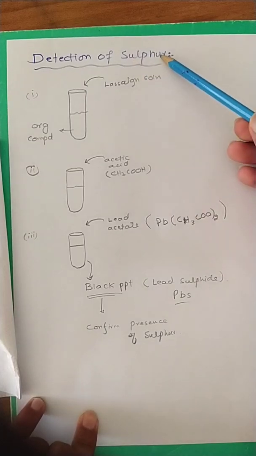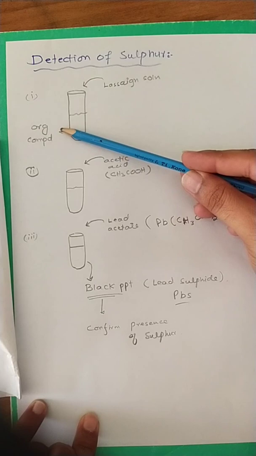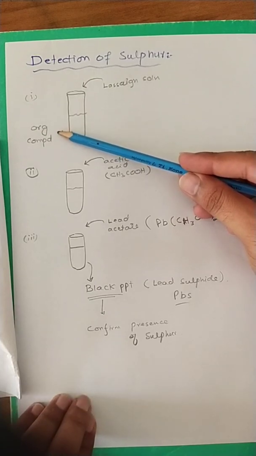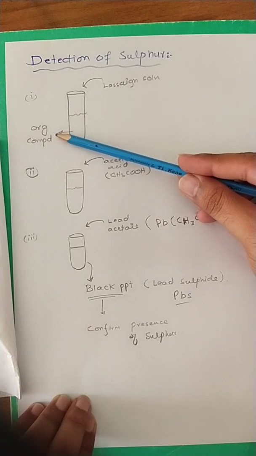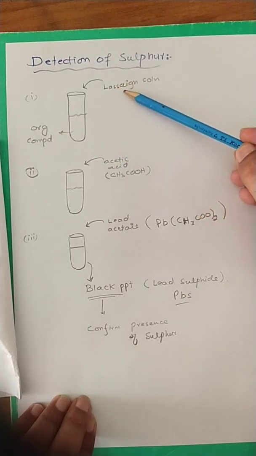Detection of sulfur in organic compound. Take a small amount of organic compound in which we want to detect whether sulfur is present in the given compound or not. So add a small amount of organic compound in a test tube, then add a small amount of freshly prepared Lassaigne's solution.